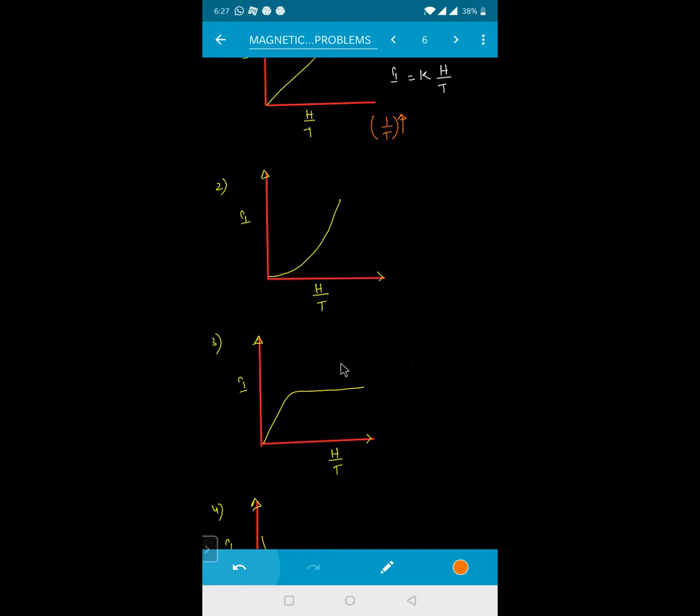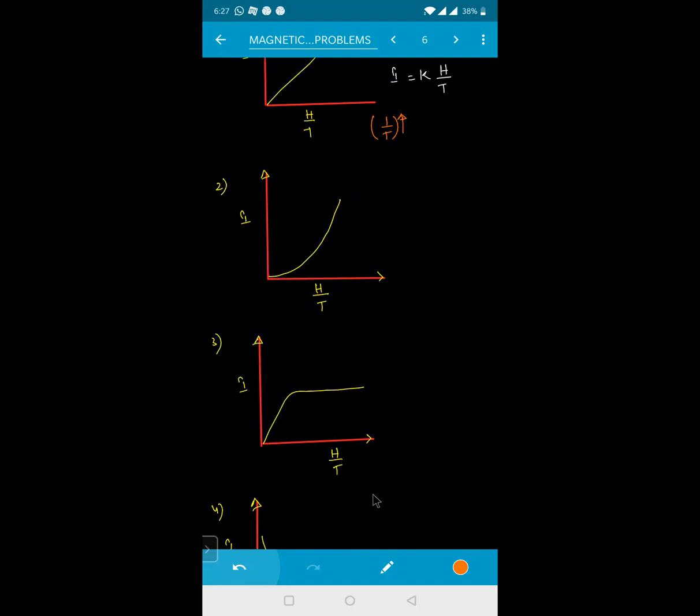Second one you see right now. The second one is also the same. If 1 by T is increased, that means H by T increases, then the temperature will be decreasing and intensity will be increasing. So this is also not possible.